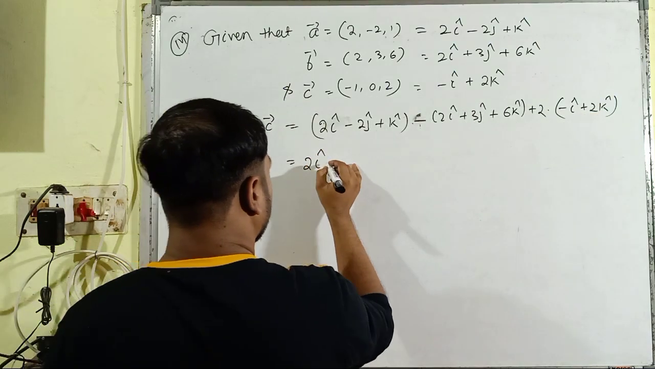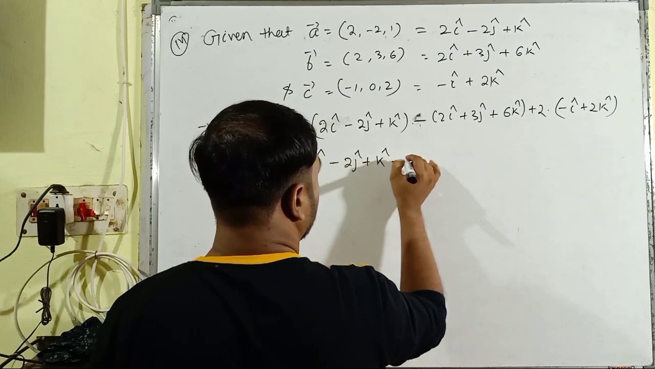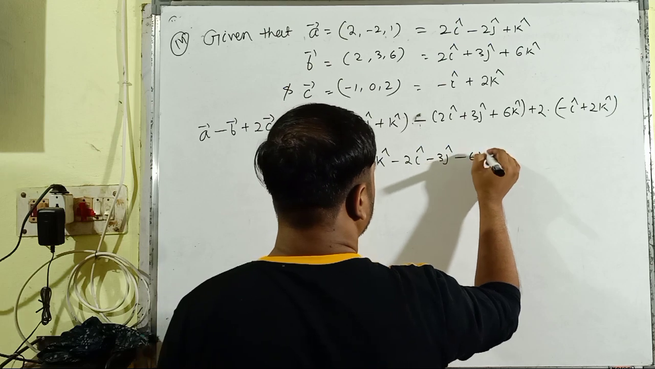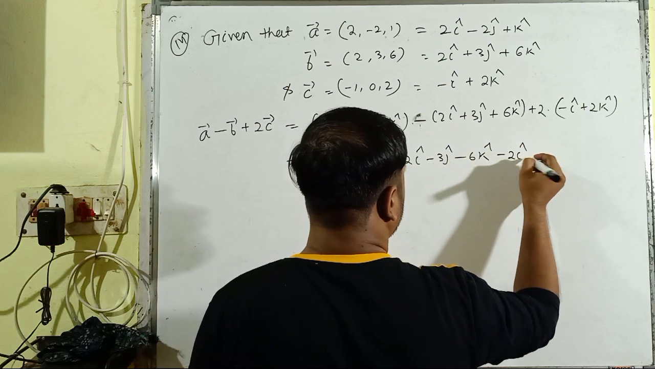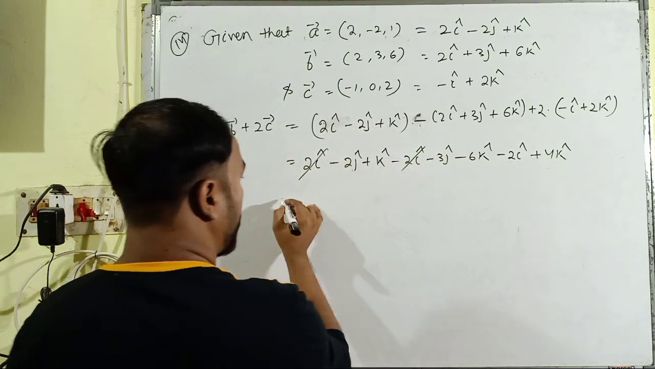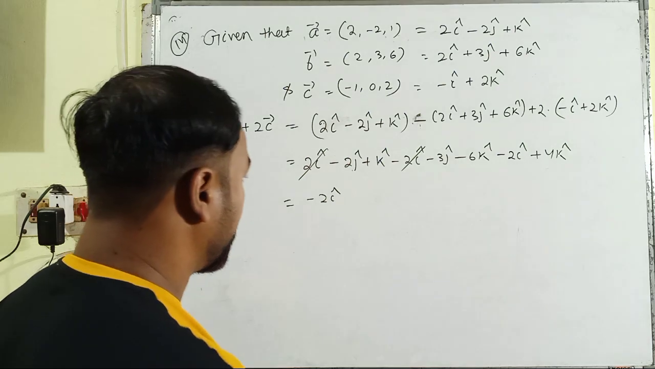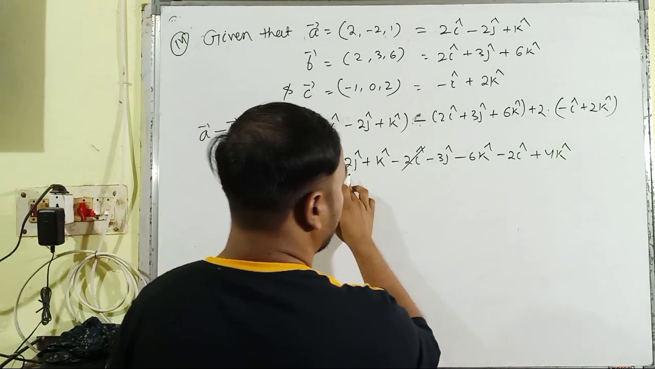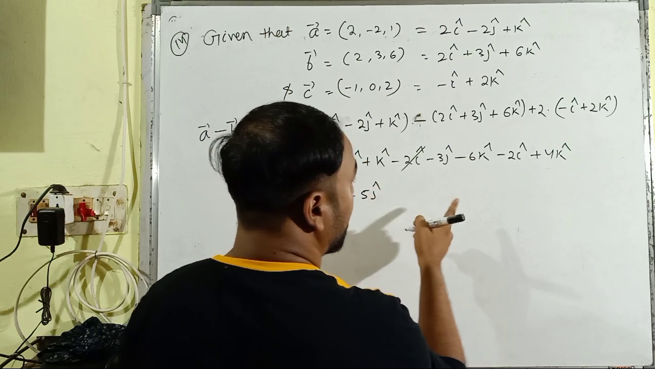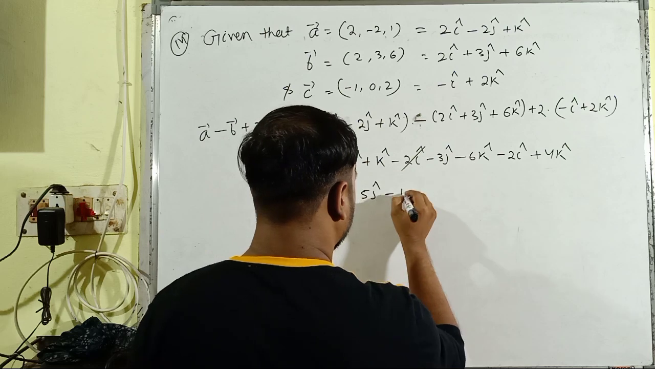Then simplifying, 2i cap minus 2j cap plus k cap, minus 2i cap minus 3j cap minus 6k cap, minus 2i cap plus 4k cap. So here 2i cap minus 2i cap got cancelled, and the rest of the term is minus 2i cap along the x direction. Then minus 2j cap minus 3j cap, that means minus 5j cap. Then 4k cap plus k cap is 5k cap, minus 6k cap, that means minus k cap.